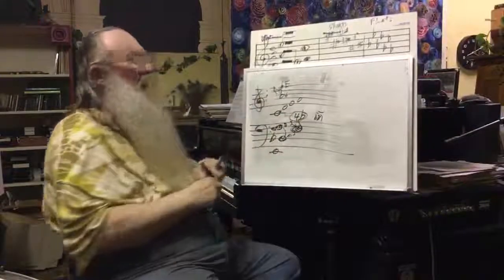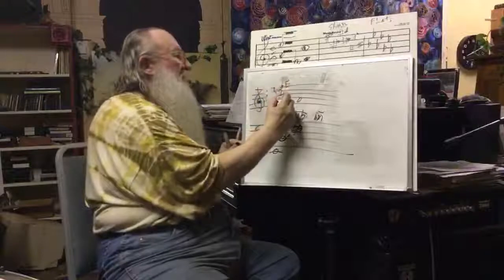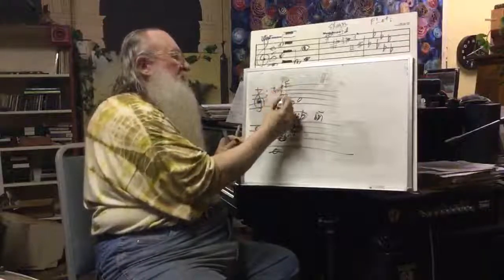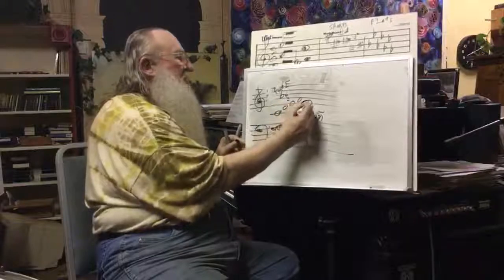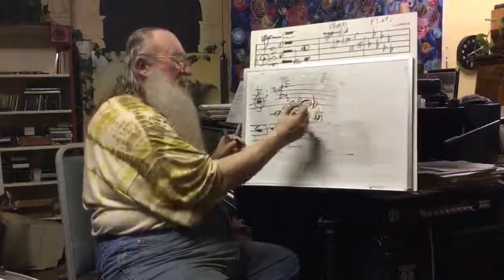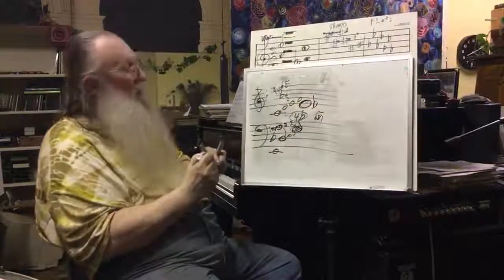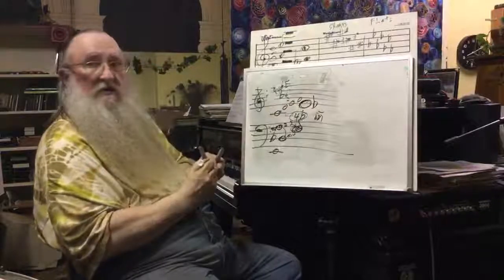Well, how am I going to figure out what it is? What I'm going to do is count from 4 up to 1, or count down: 4, 3, 2, 1, E, and I know that there's a flat there. So we're going to be in the key of E flat.